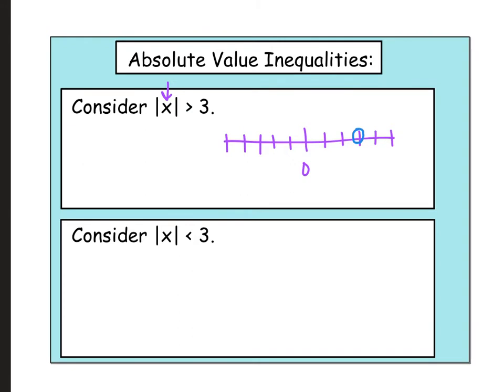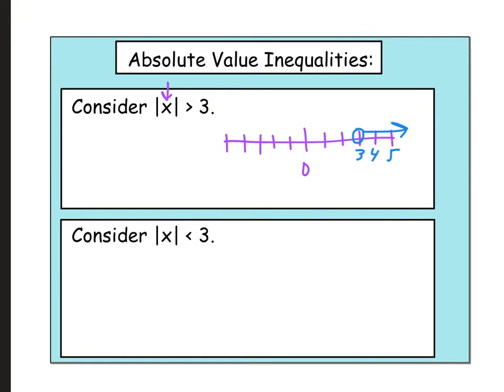That's why I'm going to use an open circle at 3, because 3 itself does not work, but any number bigger than 3 does work. Like 4 works. 4 is more than 3 units away from 0. 5 works. 6 works. 3 itself in this case does not work, because 3 is technically not greater than 3. 3 is equal to 3. More on that in a minute.